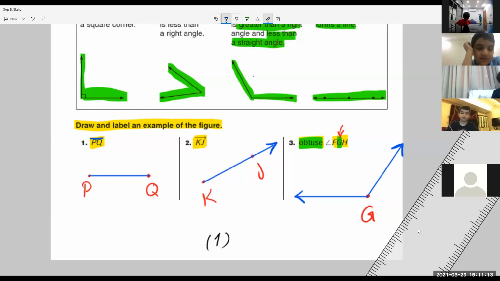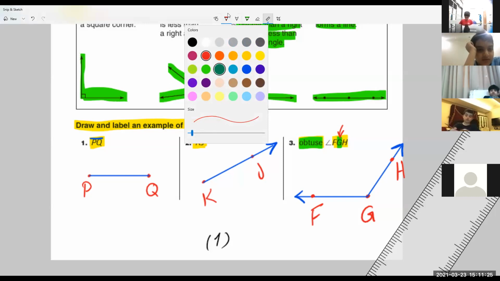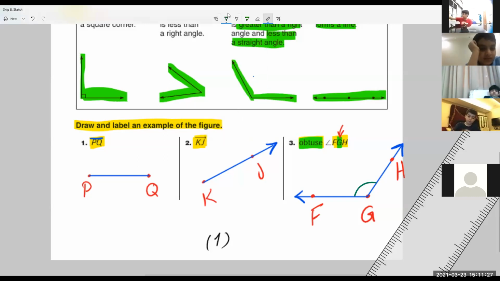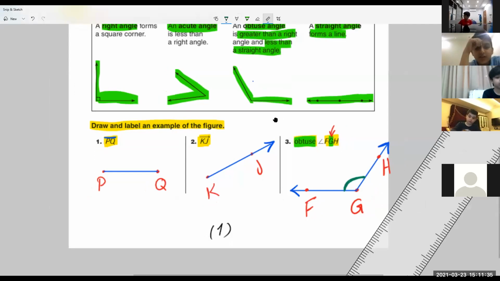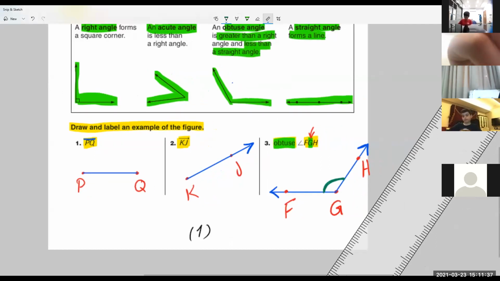So we have this one here, and don't forget to label the point F and H, because you need to get a big space between the two rays here, as you see, right? So that's an obtuse angle. Okay, write this or draw this, and then we're going to move to the next page. Hurry up, please.